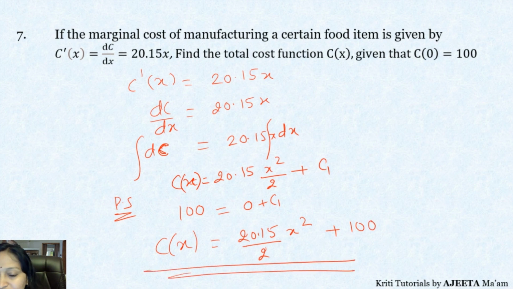So that's your final answer. Simple question. Just integrate it. Bring it to variable separable form and use the particular solution condition, that is, when x is 0, your cost function is 100. And then get your final answer. Let's move on to the next.